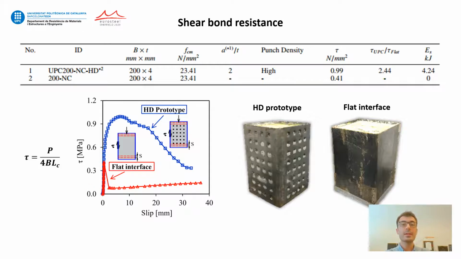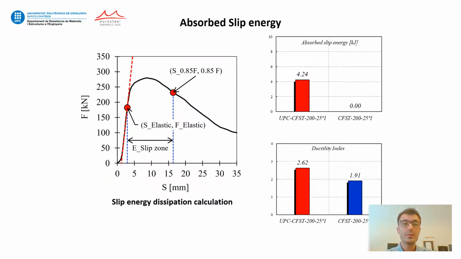The absorbed slip energy is a good indication of the bond slip behavior of CFST specimens after the initial stiffness. It is defined as the area underneath the force slip curve in the zone between the initial stiffness and where the force drops to 85% of its value. In the UPC CFST specimens, the absorbed slip energy is 4.24 kJ, but in the CFST specimen, the slip energy is 0 due to its brittle failure.